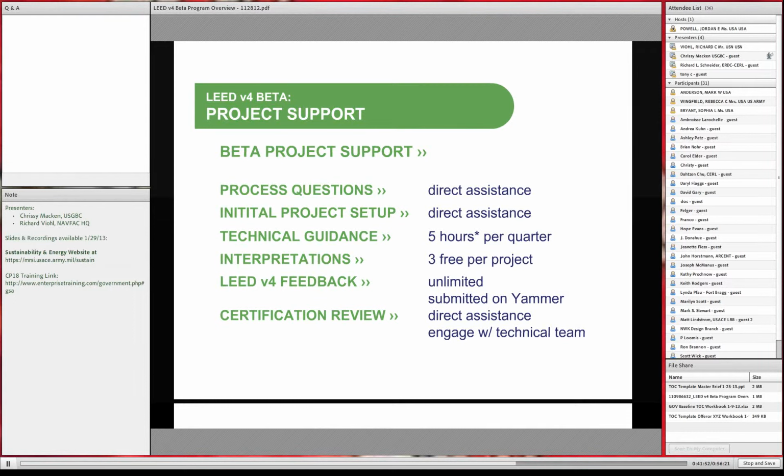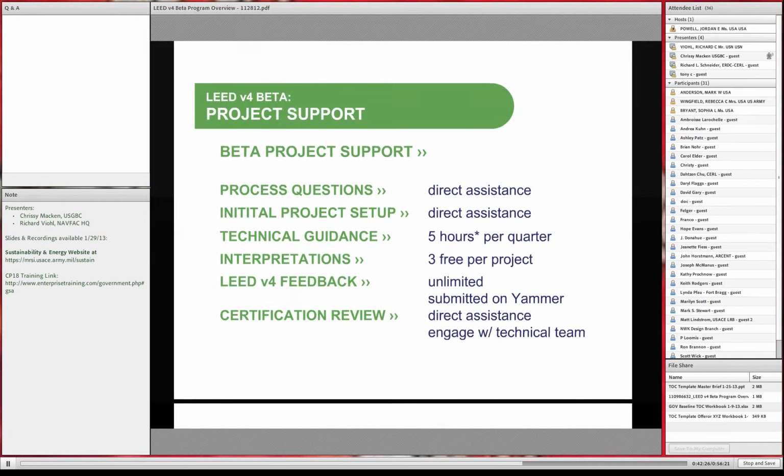One of the things that we want to make sure that we're adequately providing is support to those project teams. So we know that there will be a lot of questions related to the overall process, initial project setup, technical guidance, as well as a lot of feedback opportunities for our project team. So we wanted to be able to provide as much time as possible per project and allow the most number of projects in. So as I said, we're bringing in 100 projects, about 60% of the way there.